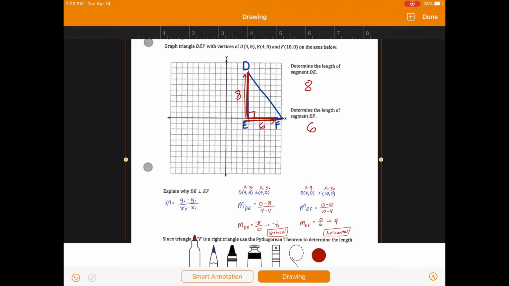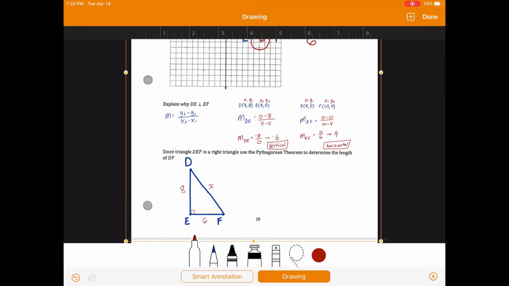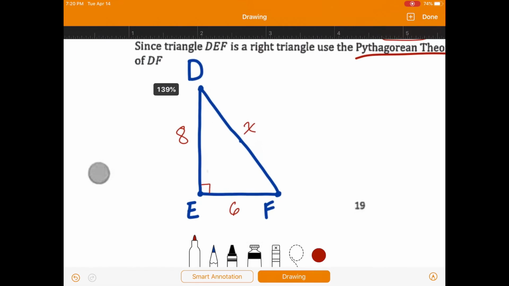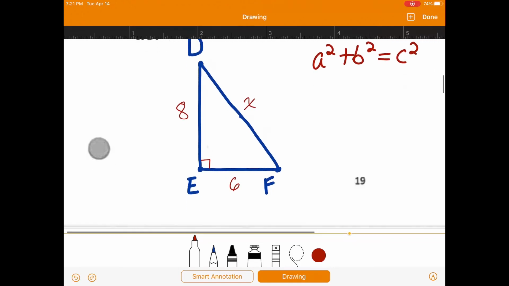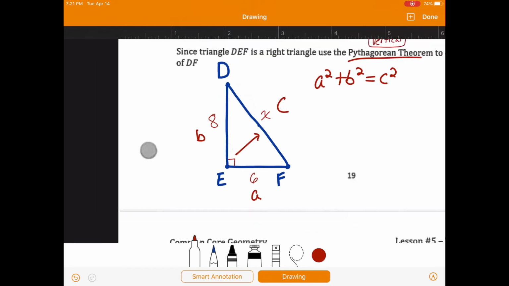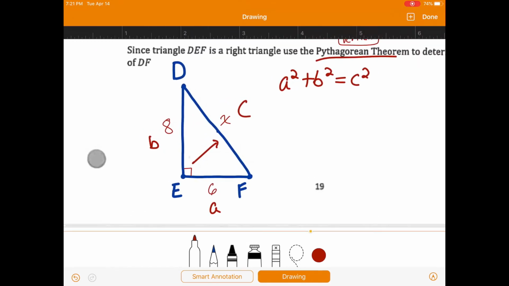So since we know that it's perpendicular, 90 degrees, which means it's a right triangle, and we've got 2 side lengths, we could figure out the third side length. So we're going to use the Pythagorean theorem, or Pythag, to figure out the length of DF. So just to review on that, that's going to be a squared plus b squared equals c squared. A and B are going to be the 2 sides that touch the right angle. So it doesn't matter which one's A and which one's B. But C has to be the one that's across from the 90-degree angle. So you're going to plug those in and figure out what C is.